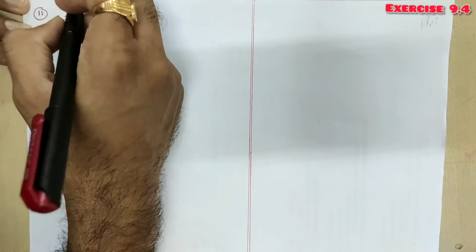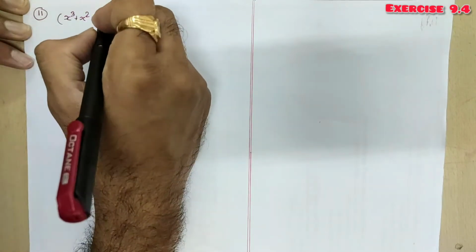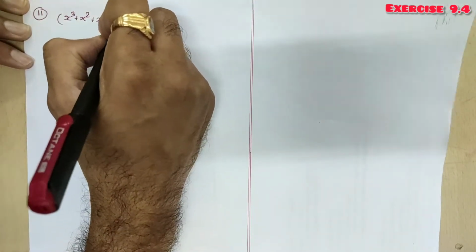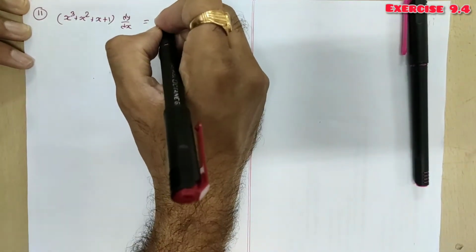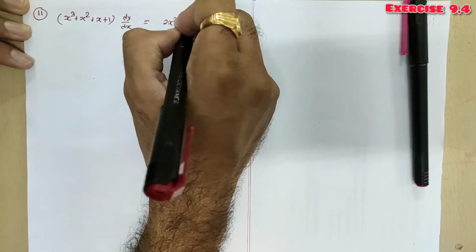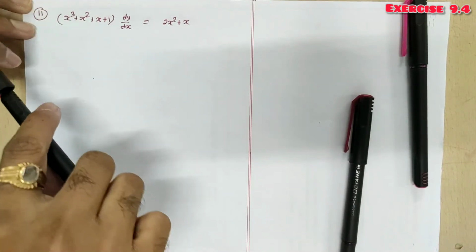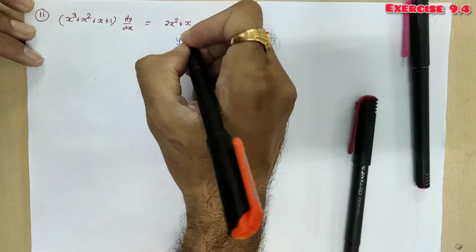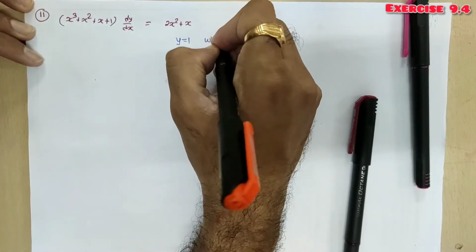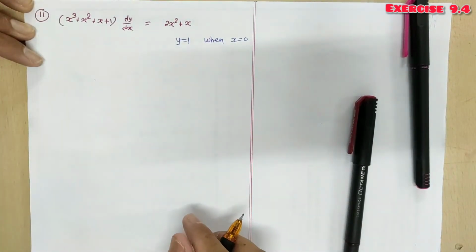plus x square plus x plus 1 into dy by dx equal to 2x square plus x. The conditions are y equal to 1 when x equal to 0. These are the given conditions.